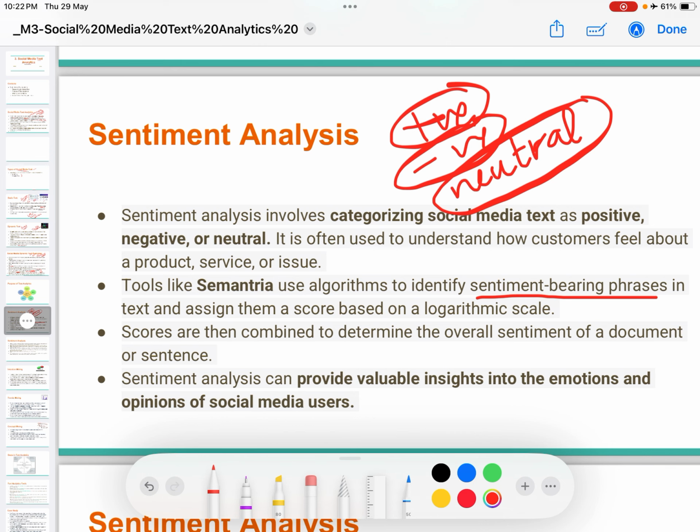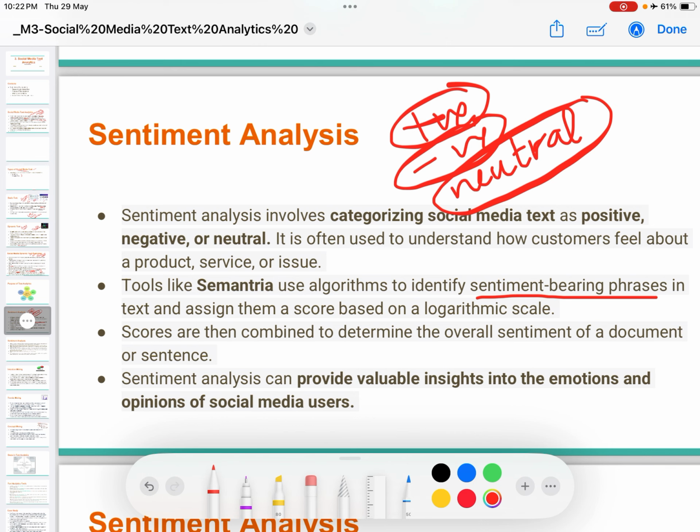Dislike the product, disliked is a sentiment bearing phrase for a negative review. So these kinds of phrases are given a score based on a logarithmic scale. Scores are then combined to determine the overall sentiment of a document or a sentence.